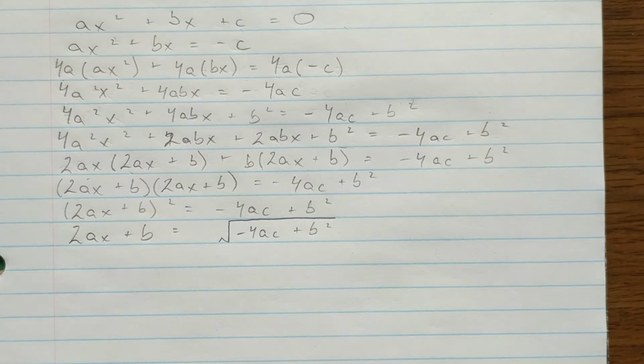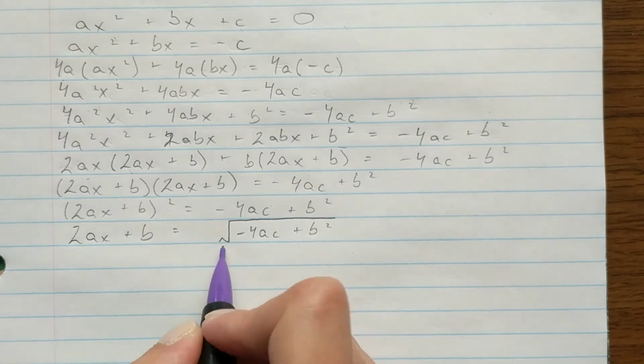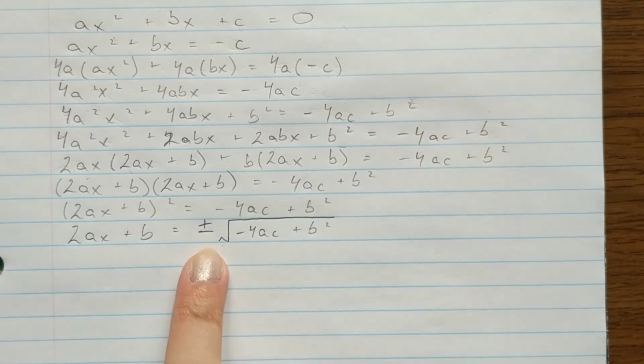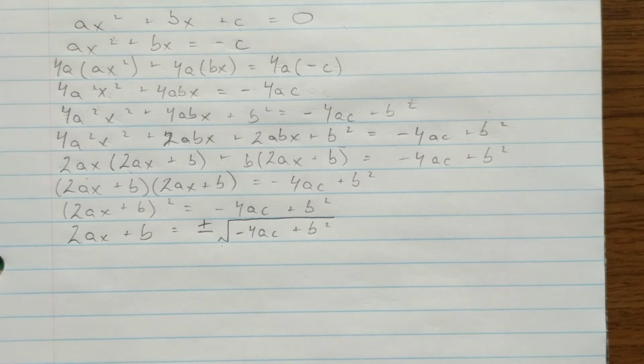My answer could either be the positive version of that option, or my answer could be the negative version of that option. In order to recognize that, I need a plus minus here, because I need to understand that there are two possibilities of what this could be. Okay? Again, when I take the square root of 36, there are actually two options, 6 and negative 6. Negative 6 squared is 36, just like 6 squared is 36. Let's continue to isolate here.